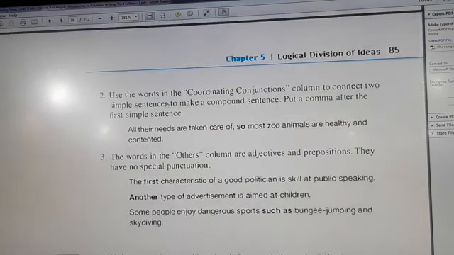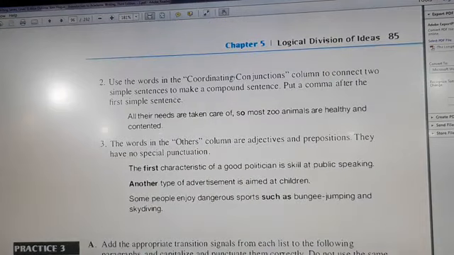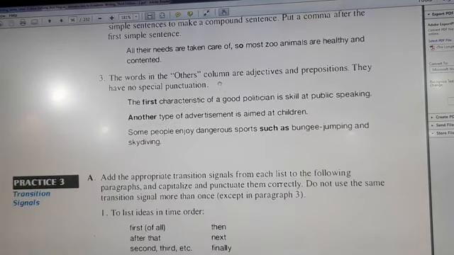Or we talk about another class, coordinating conjunctions, used to connect simple sentences. How do we use them? When we use coordinating conjunctions to connect two simple sentences together, this is the connector, so it should be preceded by a comma. Okay, with the other classes, according to the feature, sometimes with or without commas.